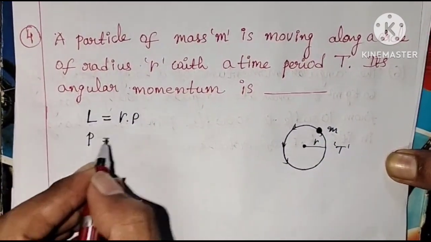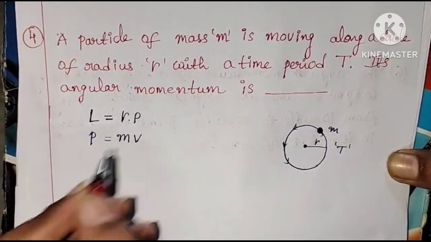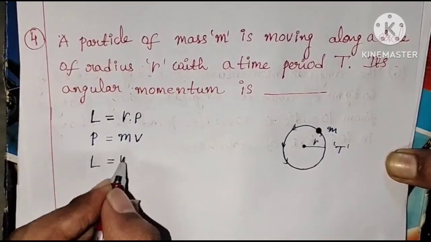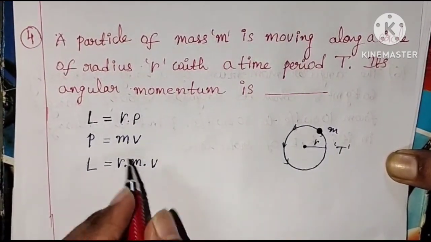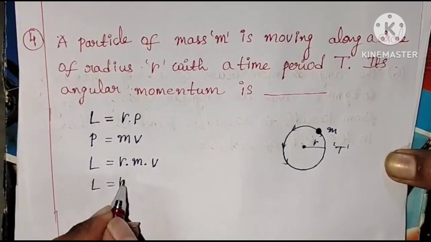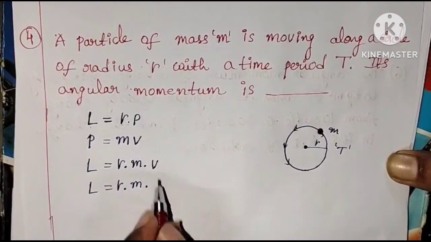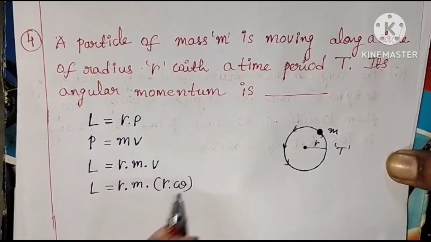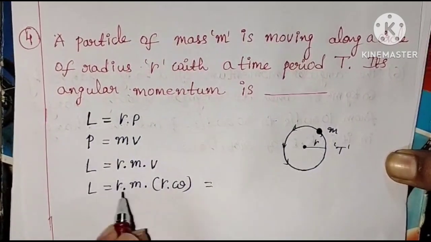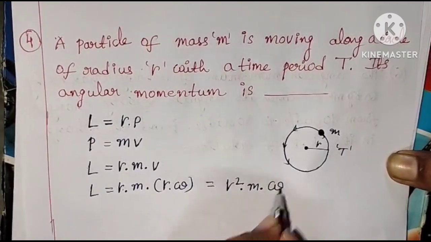Again we have one more formula for linear momentum: linear momentum p is equal to mass into velocity. So L is equal to r into m into v. Here v means linear velocity. The linear velocity of the particle is equal to r into angular velocity. So now it is r square into m into omega.